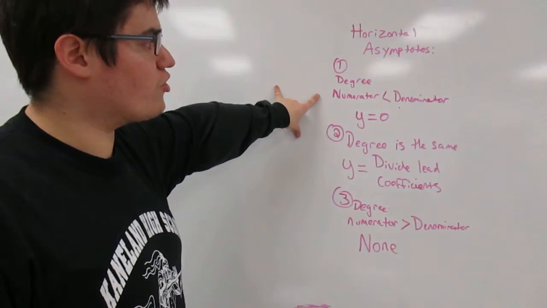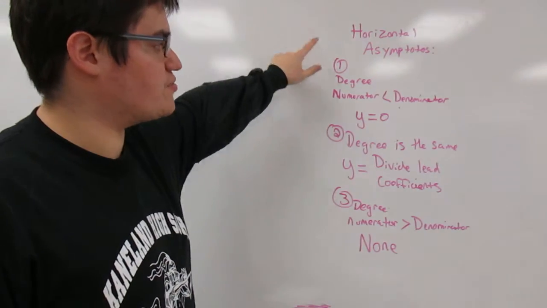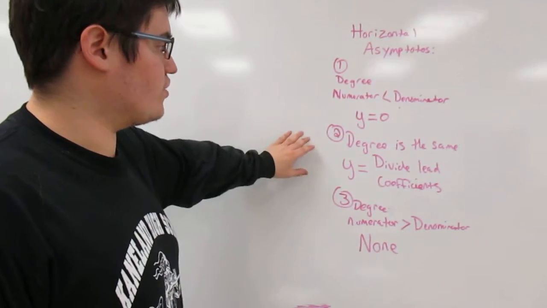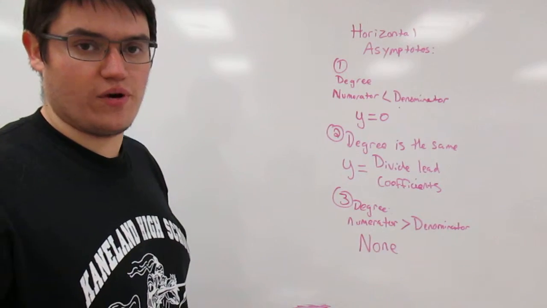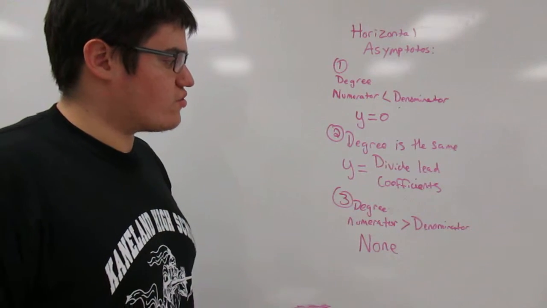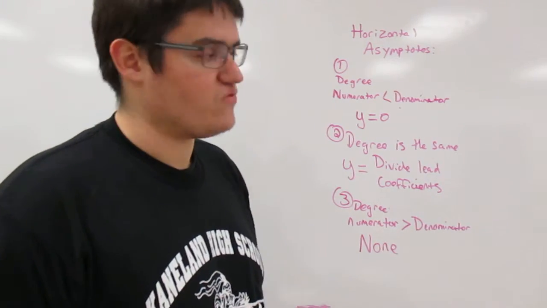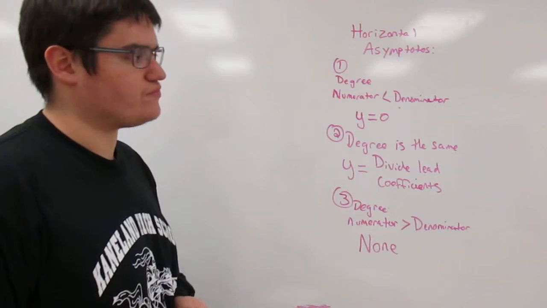If the degree in the numerator is less than the denominator, then our horizontal asymptote is always y equals 0. If the degrees are the same, we divide the lead coefficients, and that'll be a horizontal asymptote. And if the degree in the numerator is greater than the degree in the denominator, then we don't have any. Okay? So that's how horizontal asymptotes work.